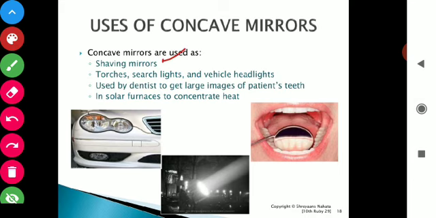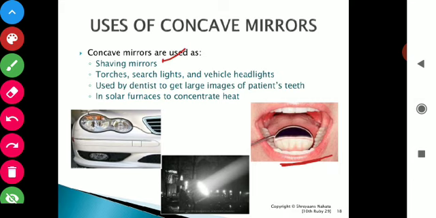Students, this is also used by dentists to see large images of the teeth. Here in the diagram you can easily see the application of the concave mirror. Basically, the basic function of the concave mirror is to give the enlarged image. So where we need the enlarged image, there we will use the concave mirror.